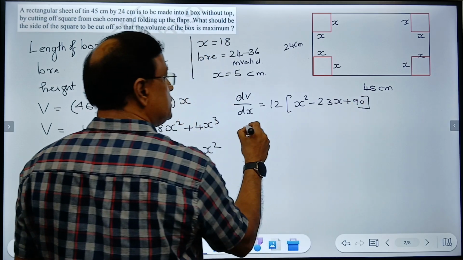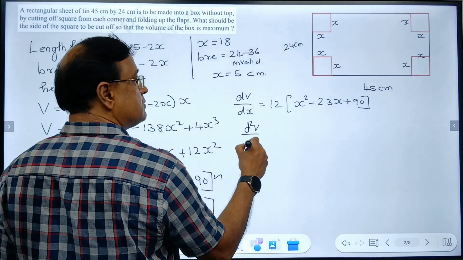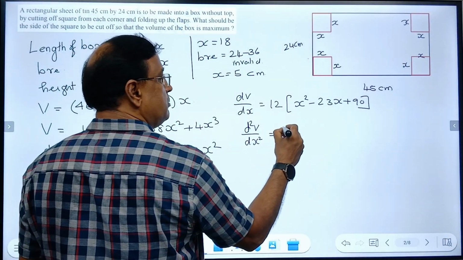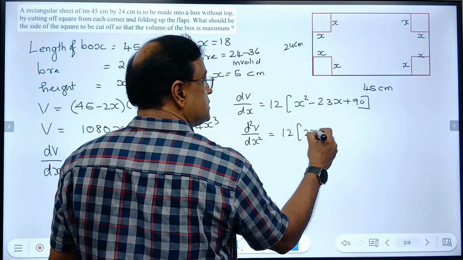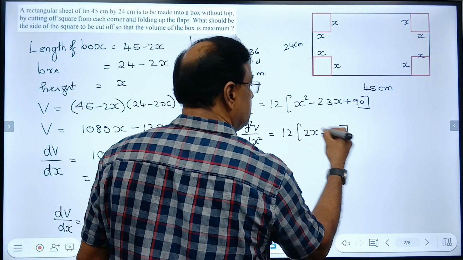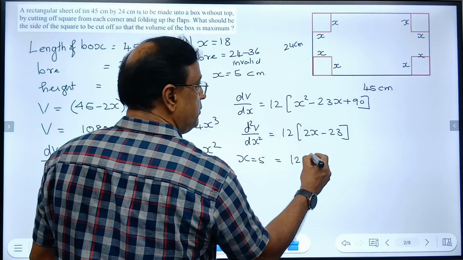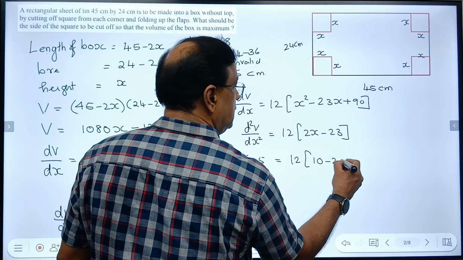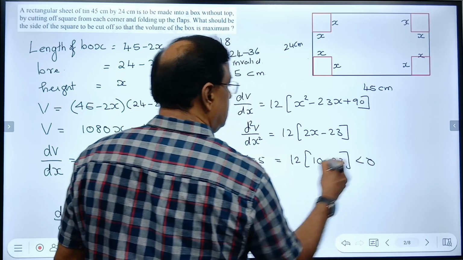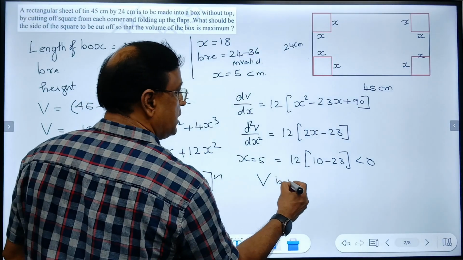So I'm going to differentiate this. d square V/dx square will be 12 into 2x minus 23. Normal differentiation. So put x is equal to 5. So you get 12 into 10 minus 23. Obviously this is negative. Therefore V is maximum.